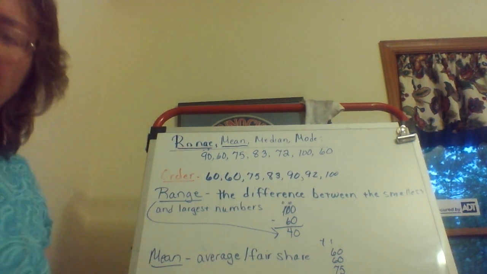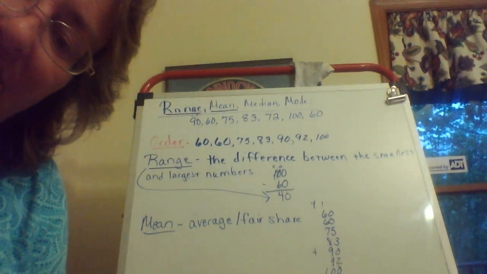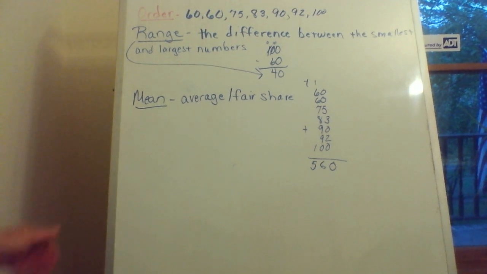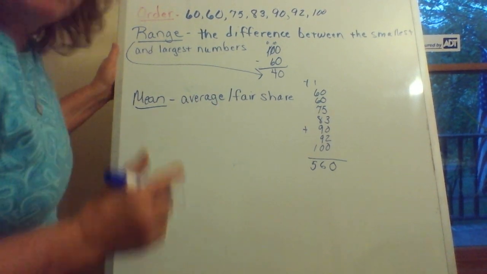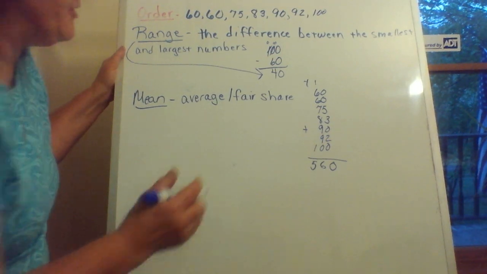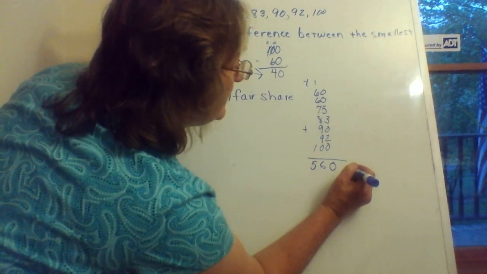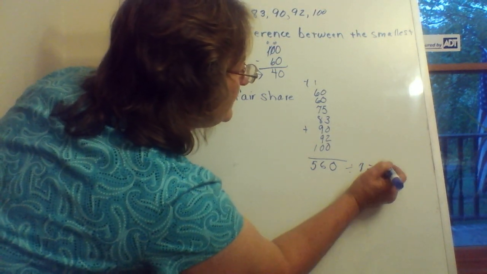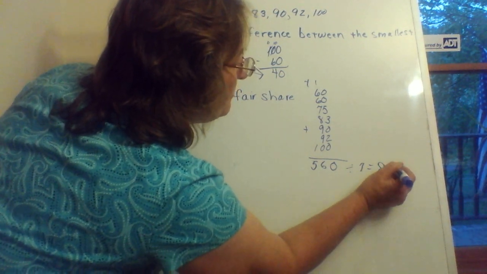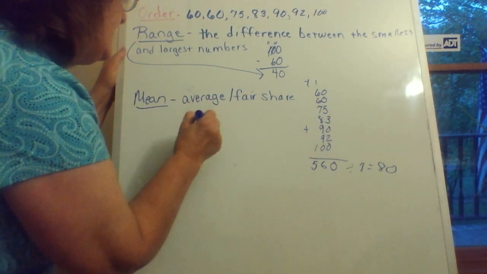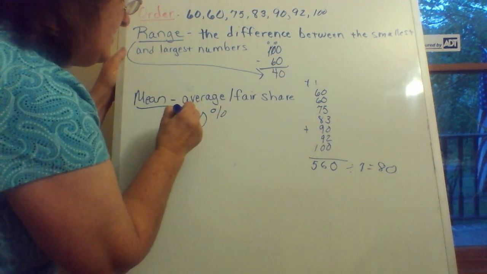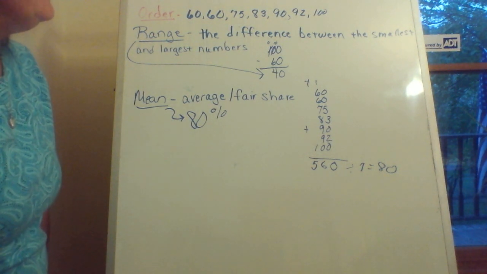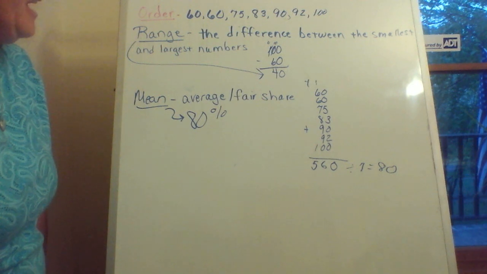And I'm actually going to move this back a little bit because it looks like you're not able to see it very well. 560. Now I have to divide that by however many there are. Remember what I said? I said that there were 7 of them. So I'm going to say 560 divided by 7. And I can do my mental math. 56 divided by 7 is 8. And this 0 comes over. And so your mean is an 80 or an 80%. That's your average. That's your mean. That's your fair share. Okay, on the next video, we're going to do median and mode.